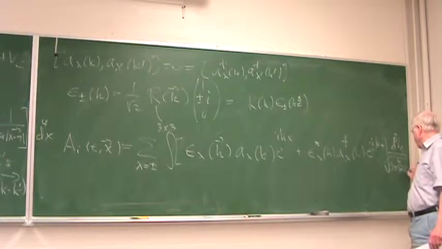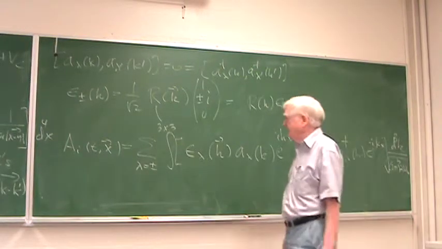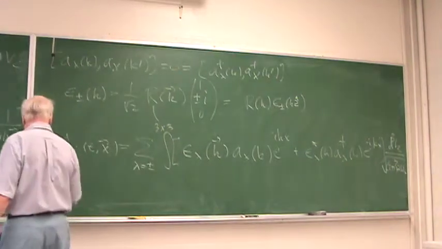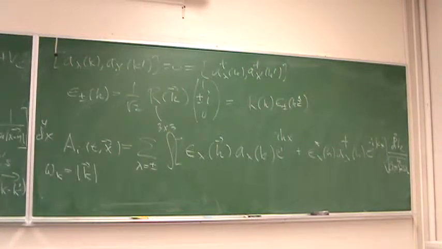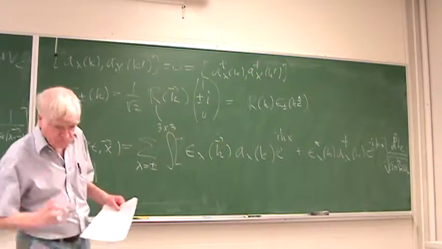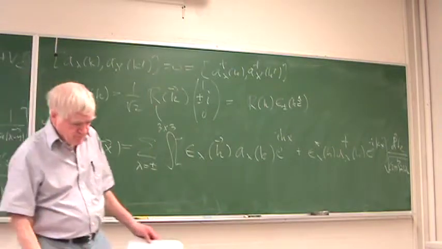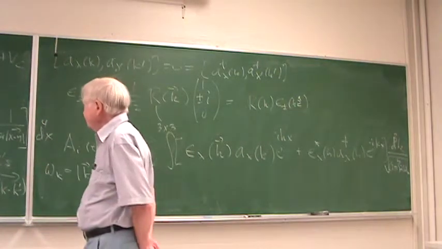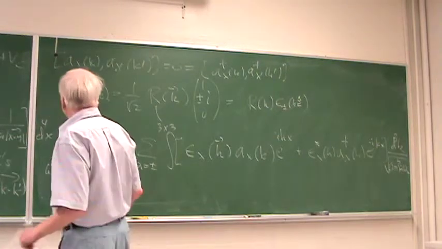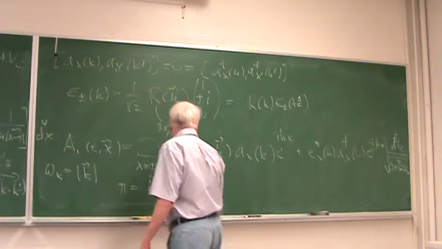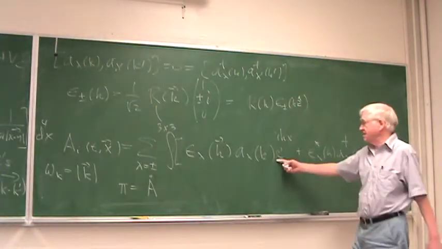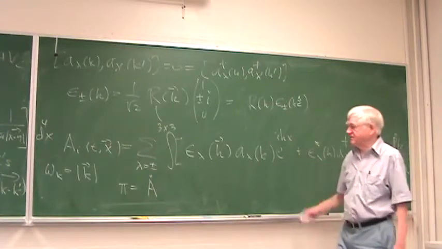There are various notations, 2 omega_k. What's omega_k? Well, omega_k is just the length, in natural units, of the vector k. It's the momentum. We're talking photons here. And then what about pi? Well, pi is just a dot, and so that just brings down an i k_0, or an i omega. This is also k_0.